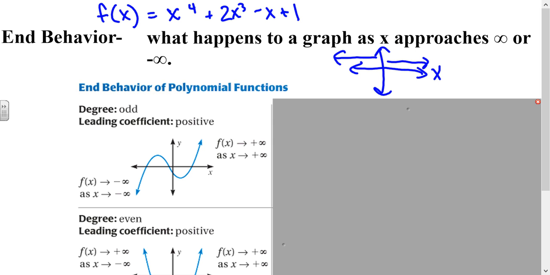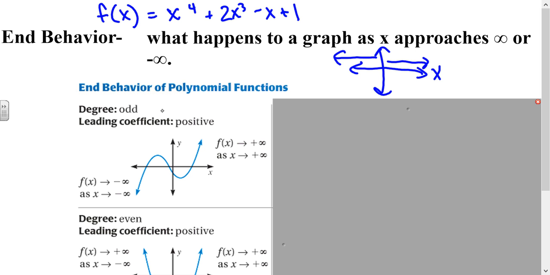If the degree of our function is odd and the leading coefficient is positive, then this is what the end behavior does. It will go down on the left side and it will go up on the right side. Now it can do all kinds of crazy things in the middle. We're just talking about the end. So this is just one example.